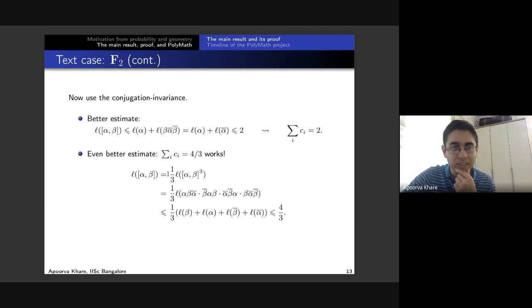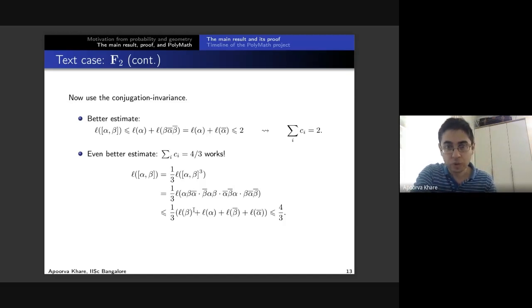You say the length of this thing is less than or equal to 1/3 of the length of the cube. But now remember, what is the commutator? It is alpha, beta, alpha bar, beta bar. That has 4 elements, so the cube has 12 elements. I write that string of 12 letters and break it up into groups of 3. So I get alpha, beta, alpha bar, beta bar, and again the same thing, but broken into groups of 3. And you see, each of these is a conjugate.